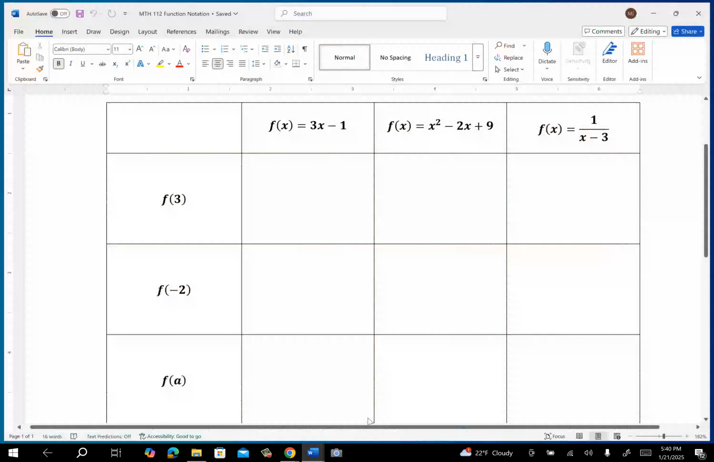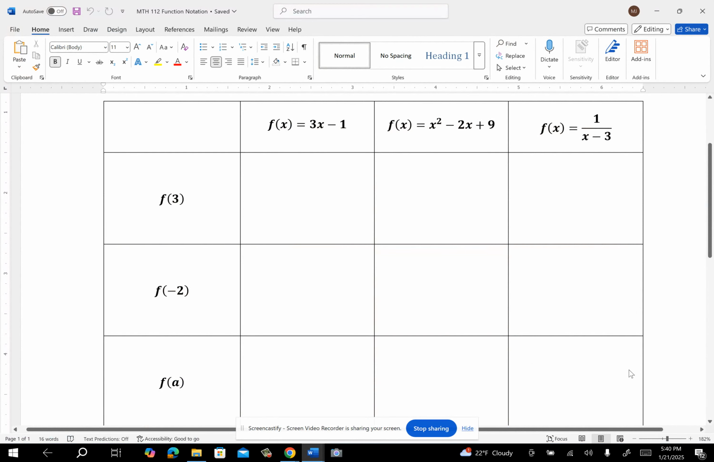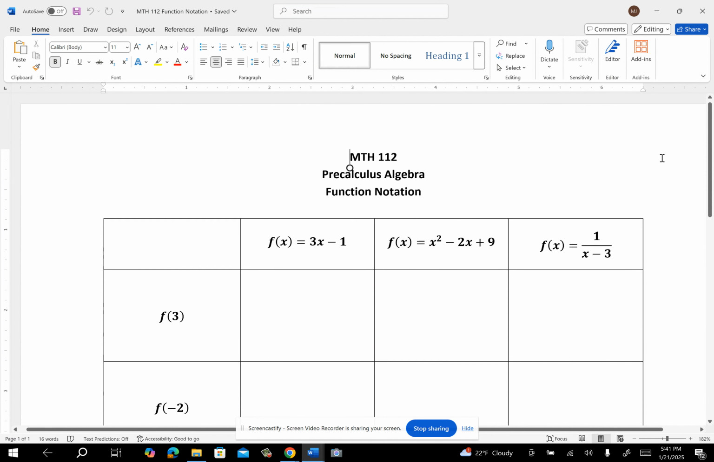Let's take a look at this handout. You can get this in the modules in Canvas. So it's a handout just on doing a little more work with function notation with 3 different types of functions. Okay, so I'd like to go ahead and go through these.